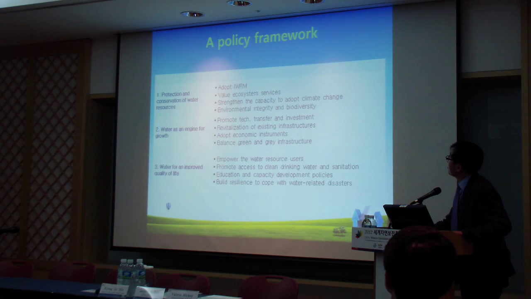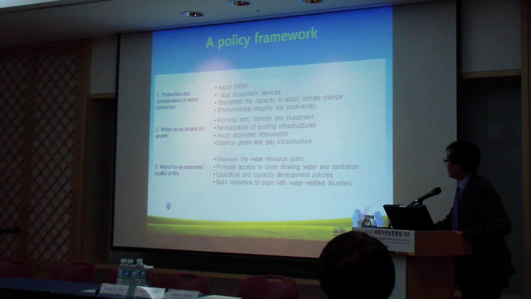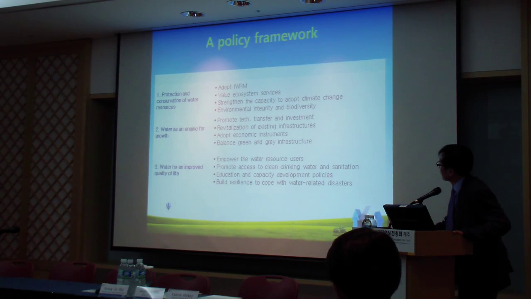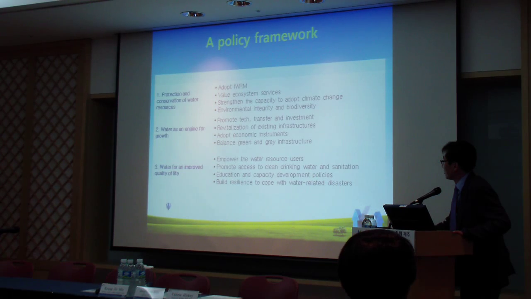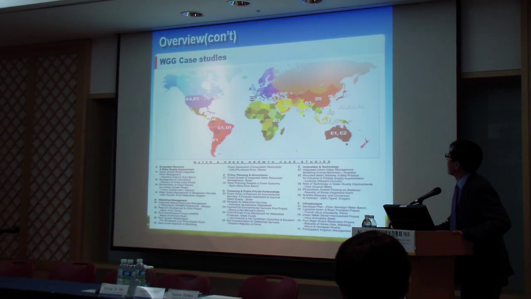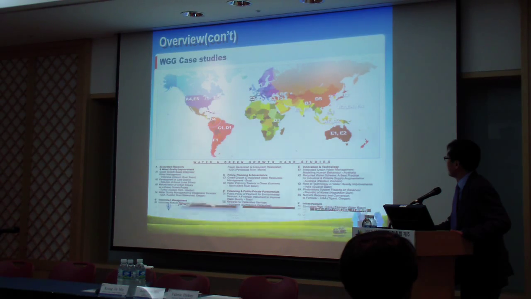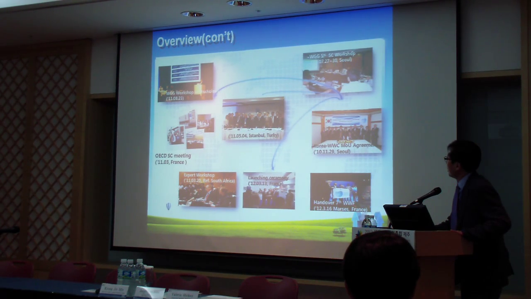In the first policy framework, many policies were suggested, categorized by protection and conservation of water, water as an engine for growth, and water for the improvement of quality of life, which was explained well by Marsha. So I don't need to explain more. And also we collected 26 cases from 17 countries. So we tried to persuade international organizations and experts through many international events, which was very successful.